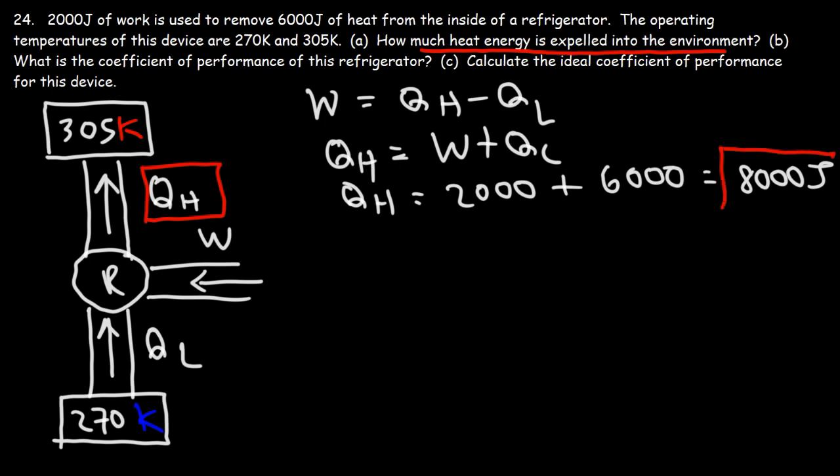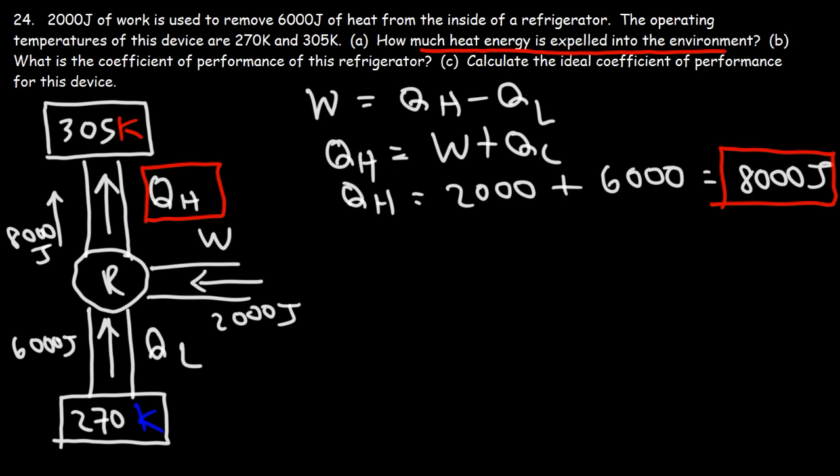So that's the answer for part A. And we can see this in the diagram. So we have 6,000 joules of energy taken from the inside of the refrigerator, and we're putting in 2,000 joules of mechanical work, and we're expelling 8,000 joules of energy to the outside of the refrigerator. So that's it for part A.